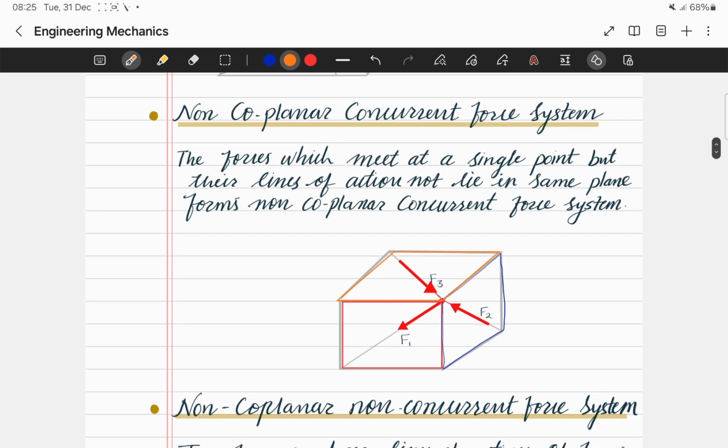So they are non-coplanar, meaning their plane is not the same, but they are acting towards a common point or acting away from the common point. That is nothing but the non-coplanar concurrent force system.